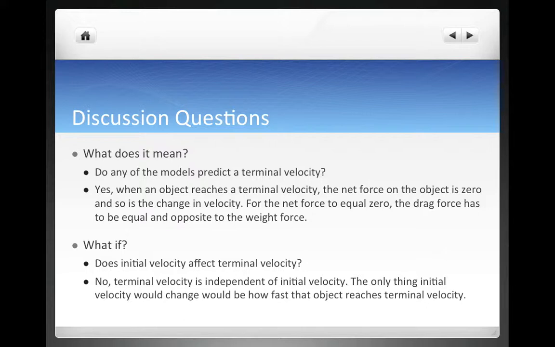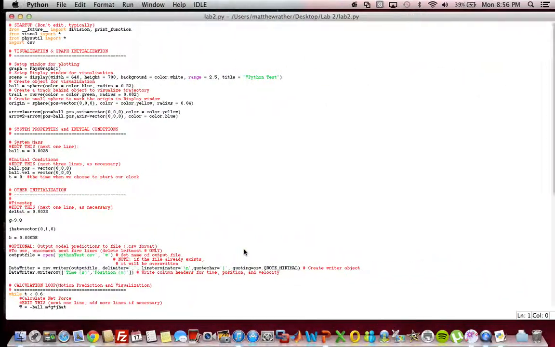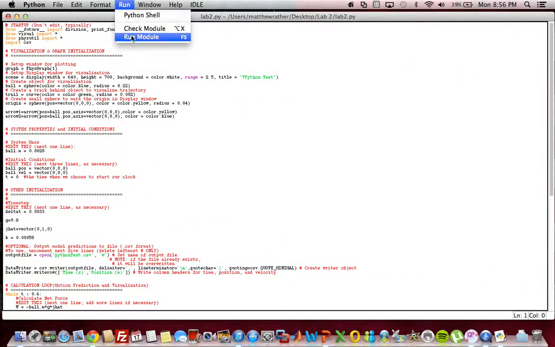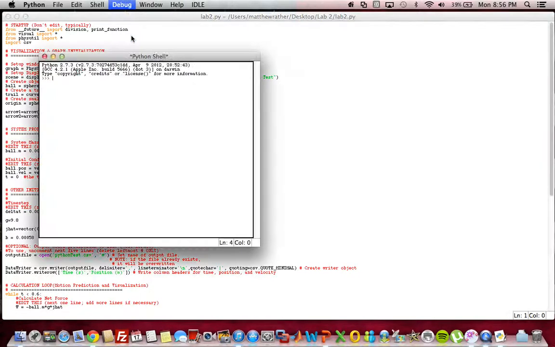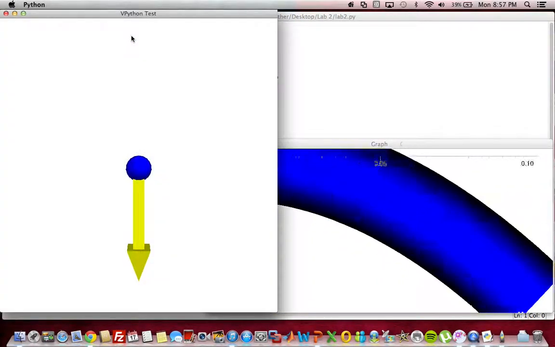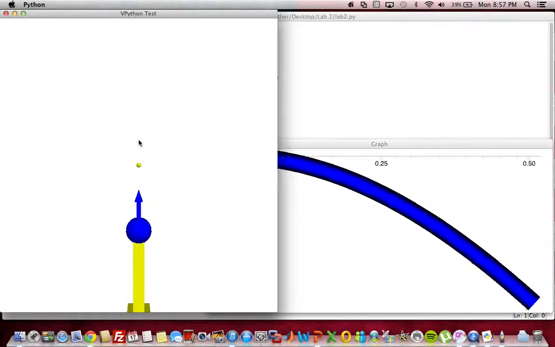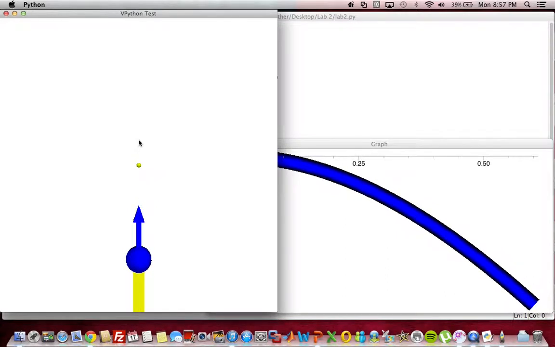And in order to help explain this, I have included force arrows in my code, including both gravity and drag. You see that the gravity force in yellow is constant, while the drag force gets larger as the ball is accelerating. So as the ball velocity reaches a certain point, the drag force arrow will be equal to that of the gravity force arrow, and the ball will have reached terminal velocity.